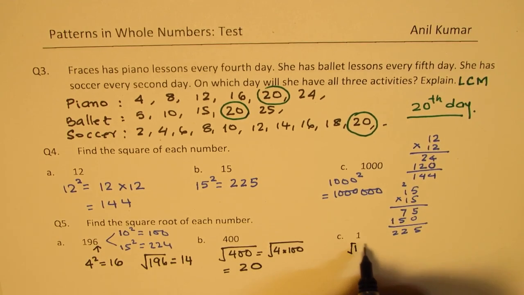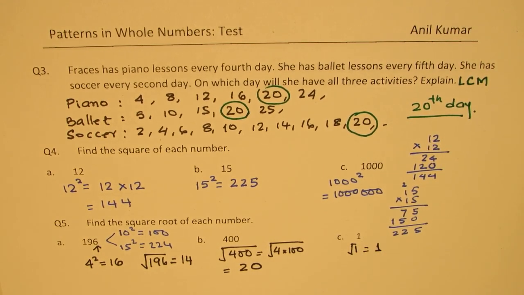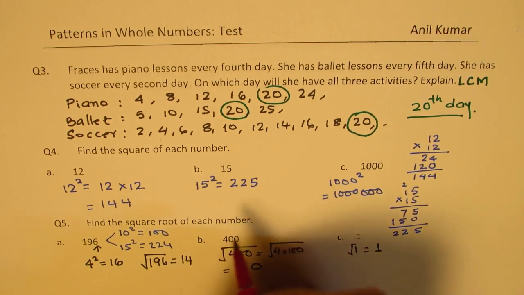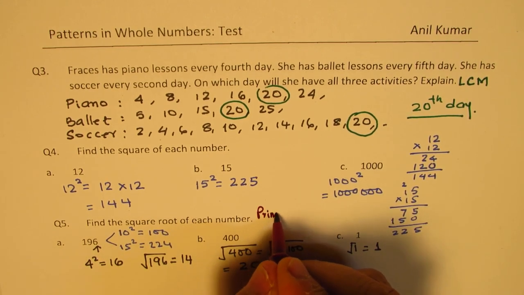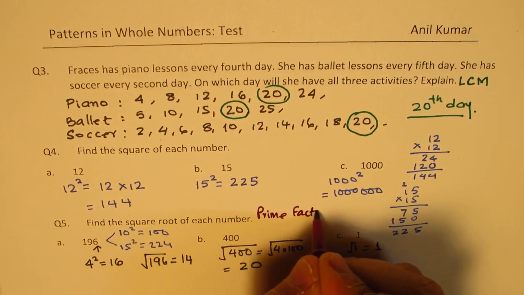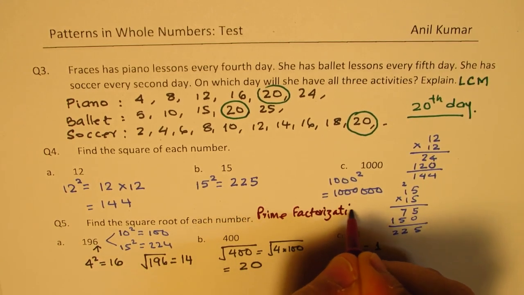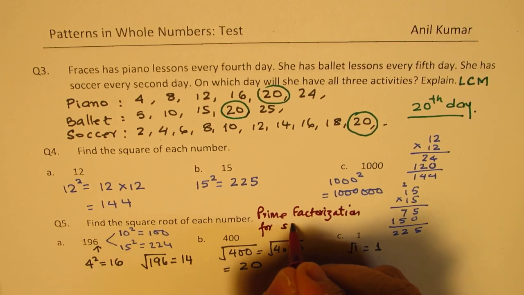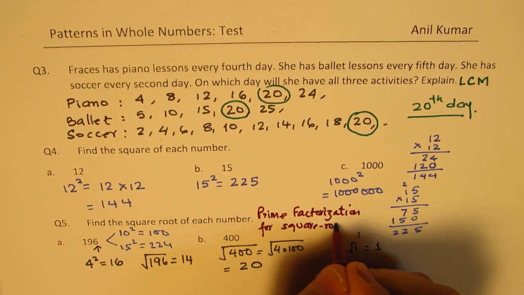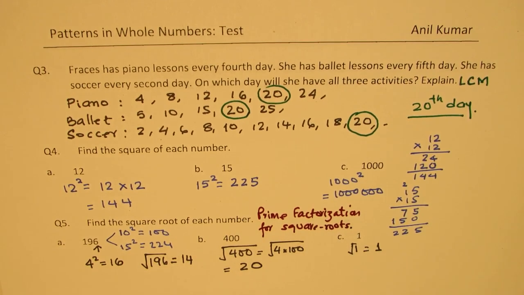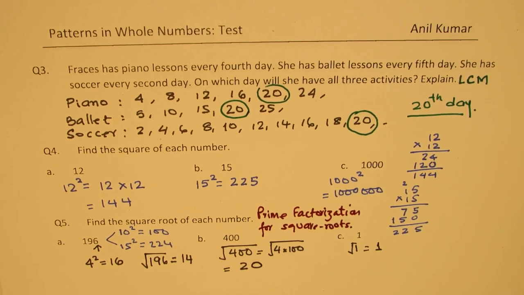Square root of 1 is the number 1 itself, right? We can also find square root using prime factorization, right? So there are many methods. If we have big numbers, we can use prime factorization to find square root. So let me write it down here. Some of you can explore this method of prime factorization for square roots. We'll take this up also separately at the end.